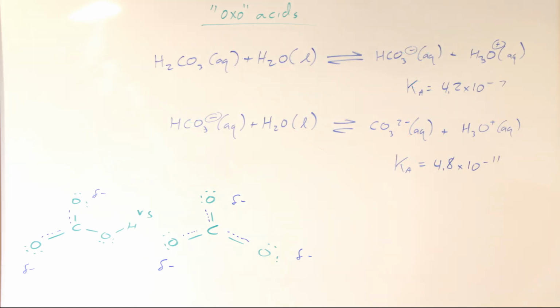Okay, so what is the practical upshot of that? Carbonic acid, its dissociation is an equilibrium. It's a relatively unfavorable one. Its Ka is 4.2 times 10 to the minus 7.